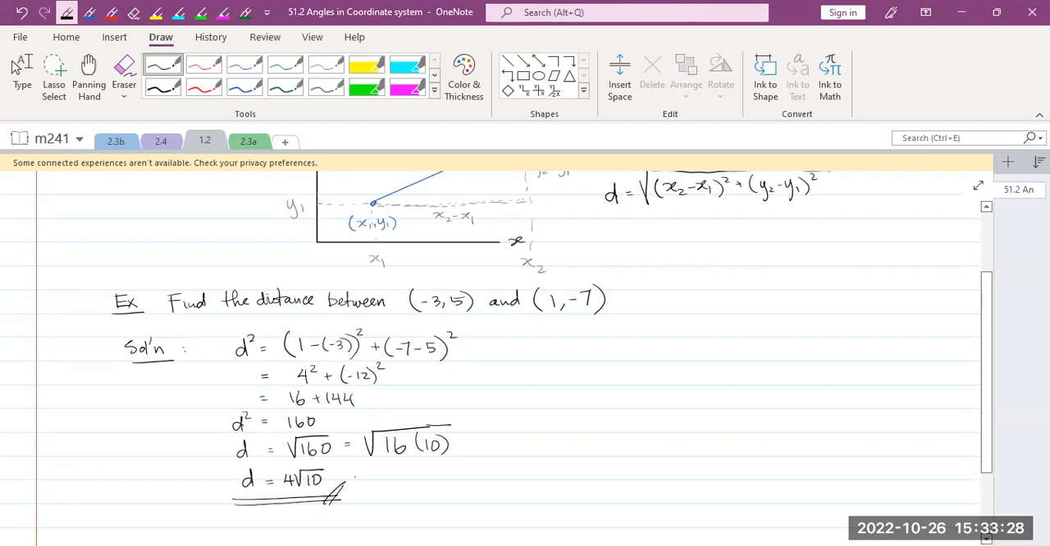This is what I meant by simplifying. Simplify to be 4 square root of 10. You have to simplify; you don't have to compute into decimal. This is the exact solution. And the approximate solution will be the square root of 160, which is 12.64911. This is the approximate solution.